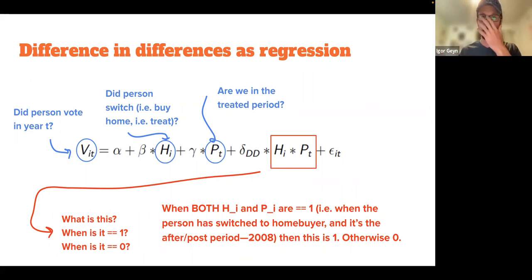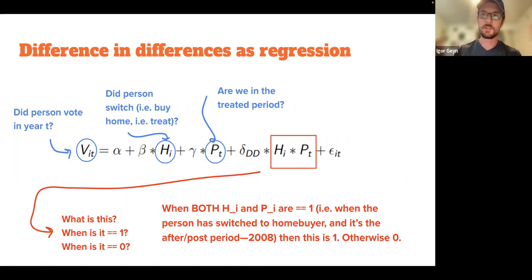But all of that nonetheless, we can think about what happens when we turn on or off different variables, H or P, or the interaction between H and P. Setting a value of 1 for H is going to turn beta on. Setting a value of 1 for P is going to turn gamma on.